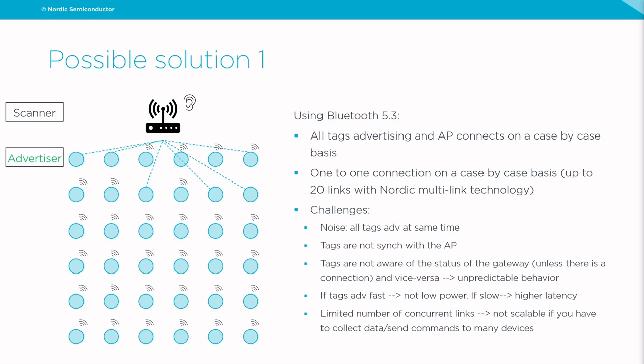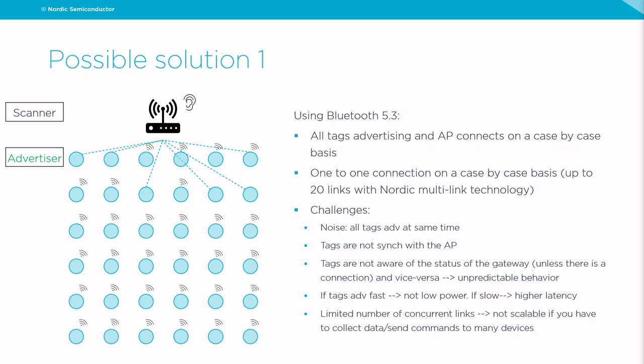Even if this approach is simple, it presents some disadvantages that make it not so scalable. The noise level can be significant because all the tags will be advertising at the same time. If you have 50 or 100 devices already, you may have a lot of collisions which slow down the system. The tags are also not synchronized to the access point. They are not aware of what's going on in the access point and vice versa. The access point does not know what's going on in the tags unless the access point connects to each tag.